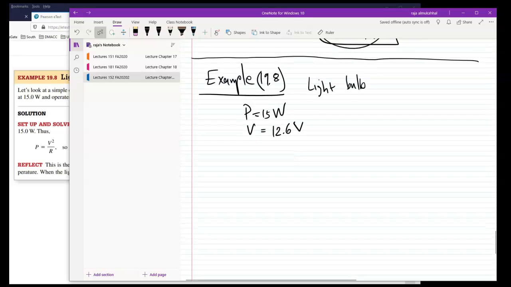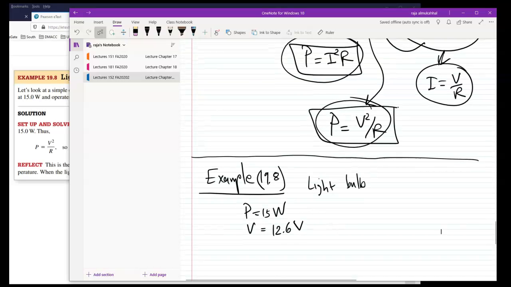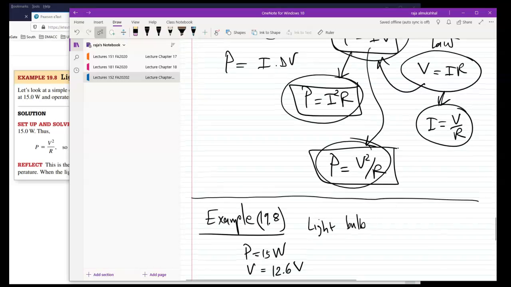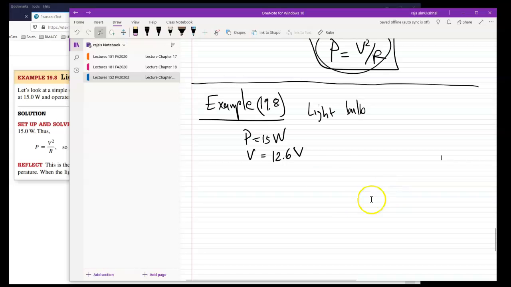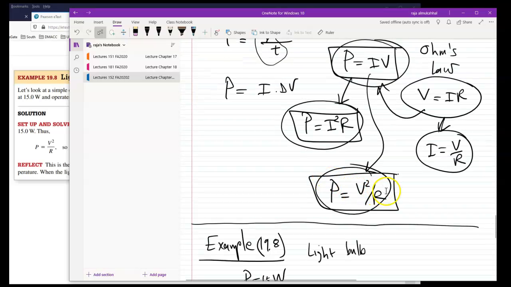Again, we pick whichever of the three that we have here. We can pick this one, or this one, depending on what we are given. We're given power, we're given V, and he wants R. So I would go with this one. You agree with me on that?